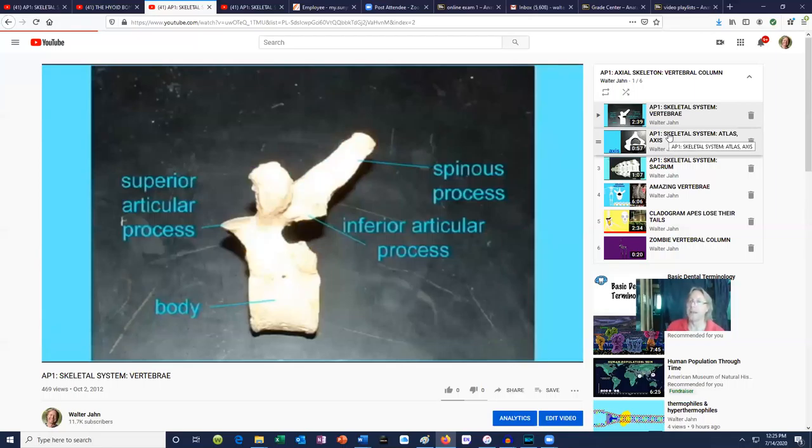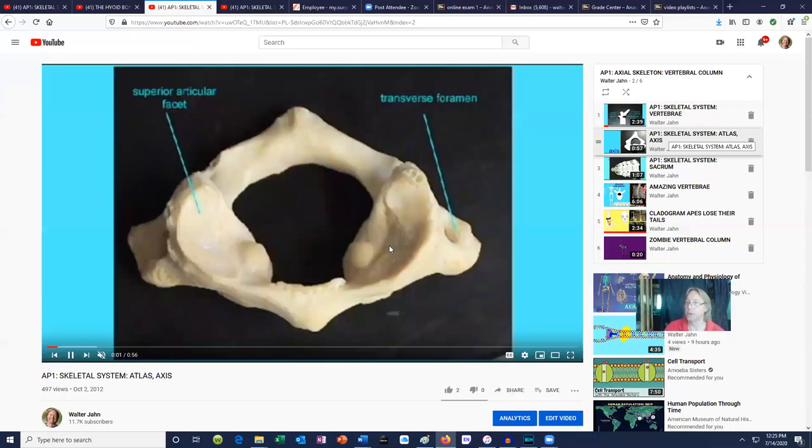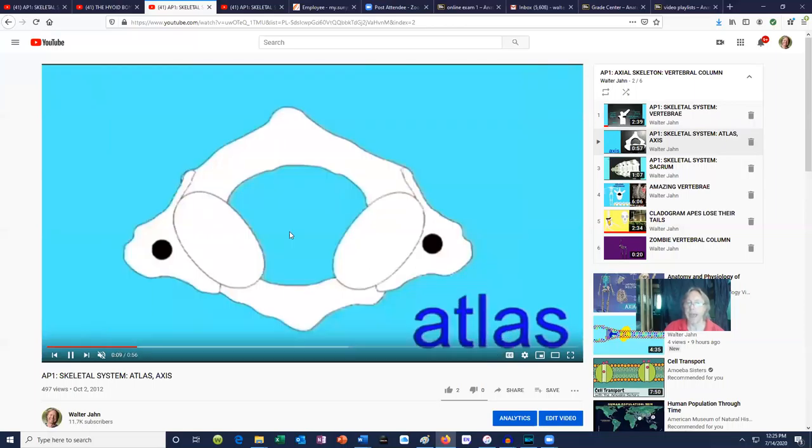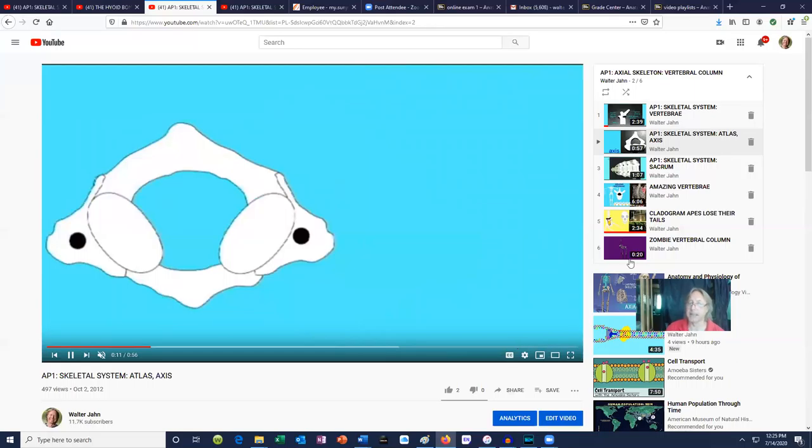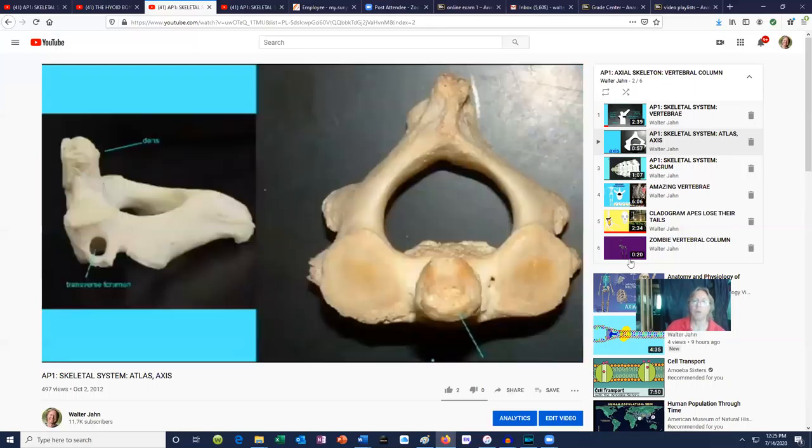So for example, there are cervical vertebrae in the neck, and the first two are especially interesting. The atlas, which holds up the skull, so the occipital bone of the skull rests right there. And then also the axis, which has a protruding process known as the dens, which the atlas can then rotate around.